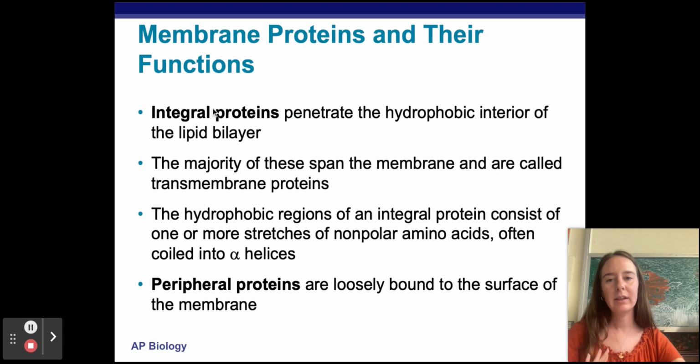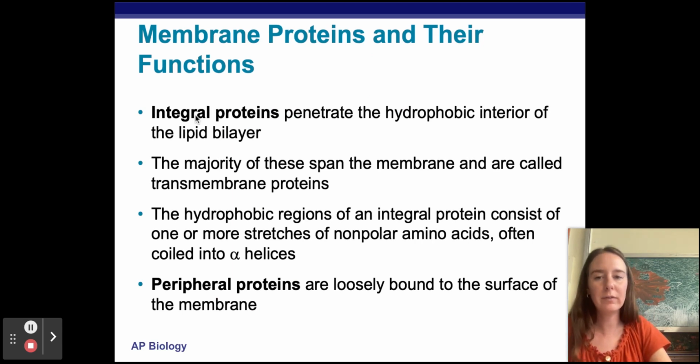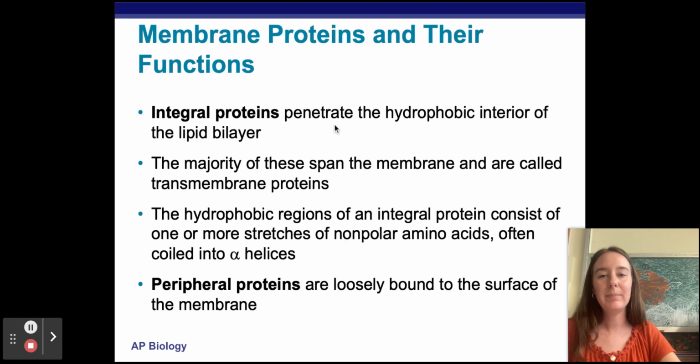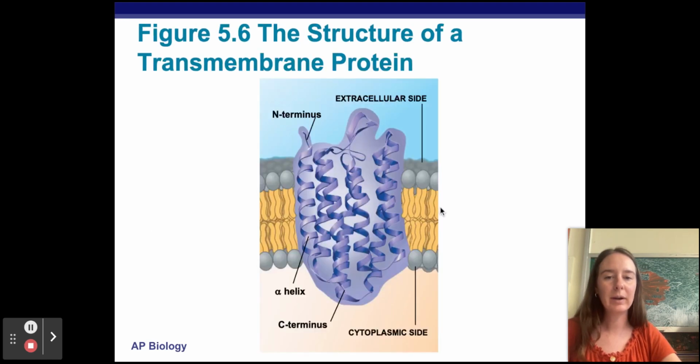Now, there are different types of proteins, and they have different functions within the cell membrane. So the first type are called integral proteins. Integral proteins are integrated within the cell membrane, and they penetrate the hydrophobic interior. Remember, the interior here is hydrophobic. These fatty acid tails are escaping water.